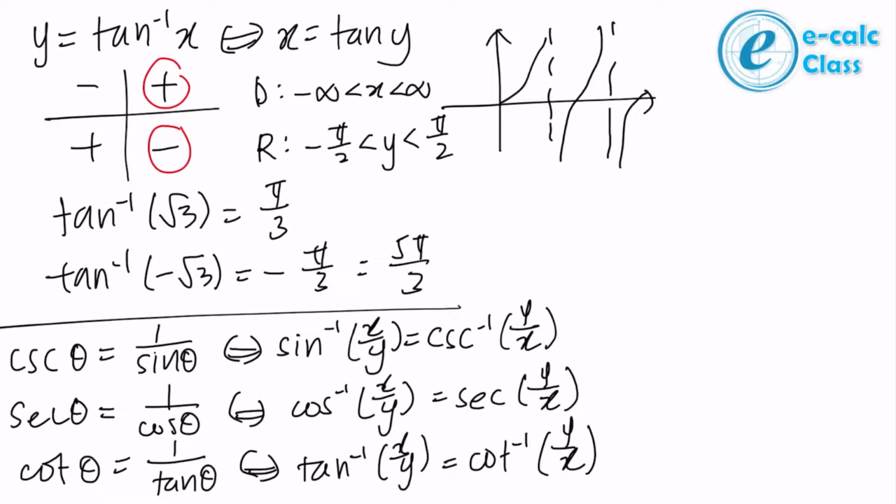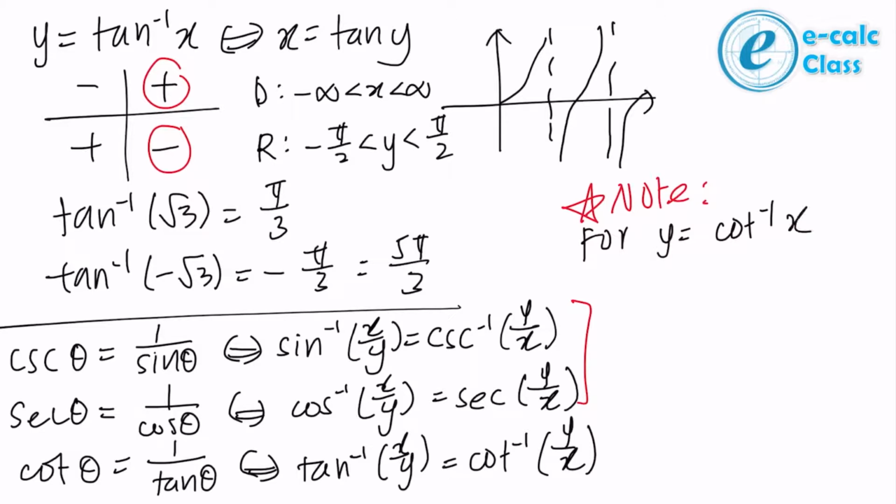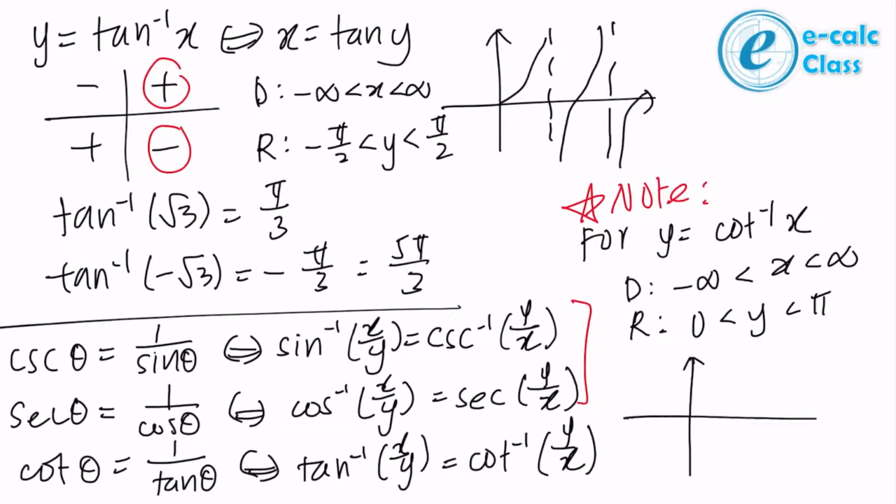And for two of them, cosecant and secant, the range and domain is exactly the same as sine and cos, except for cotangent is different. Okay, I put a note for you. For y equals to arccotangent x, the domain is still negative infinity to infinity, but the range is 0 to pi. Why? You still have to refer to the graph of cotangent. It is actually like this, right?